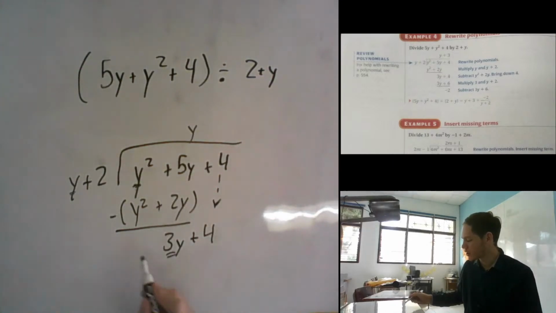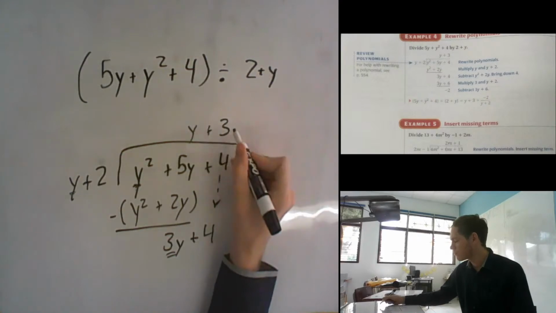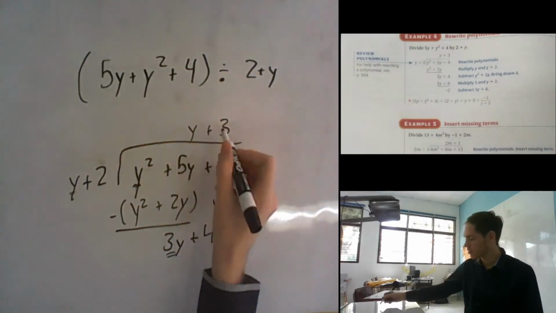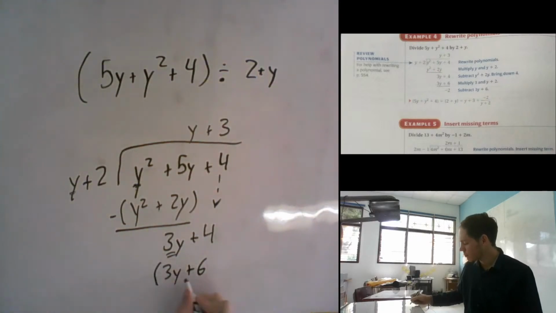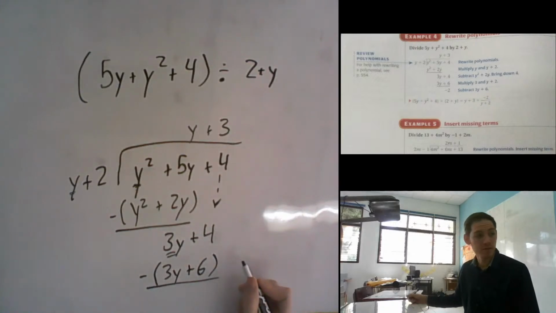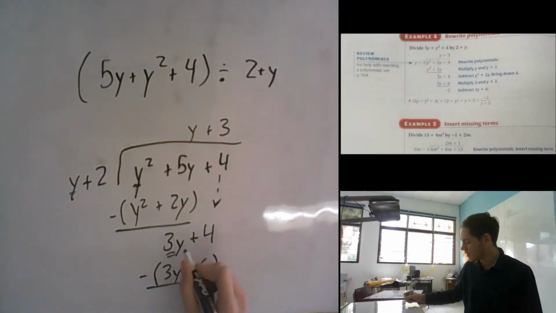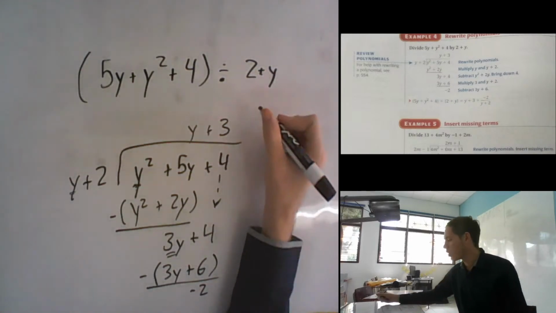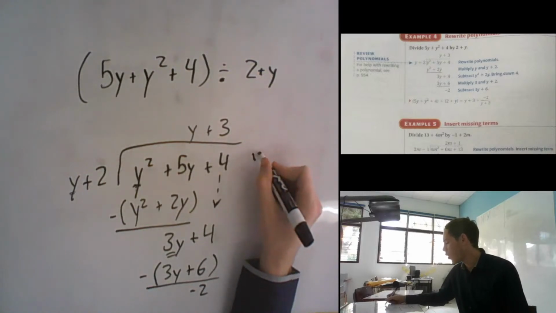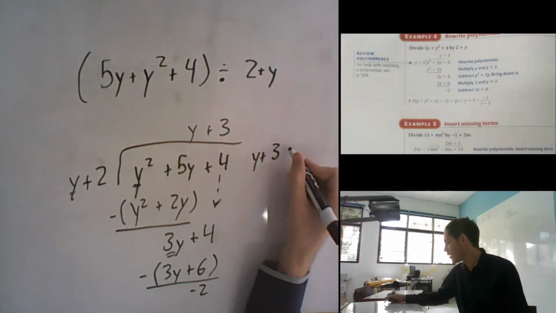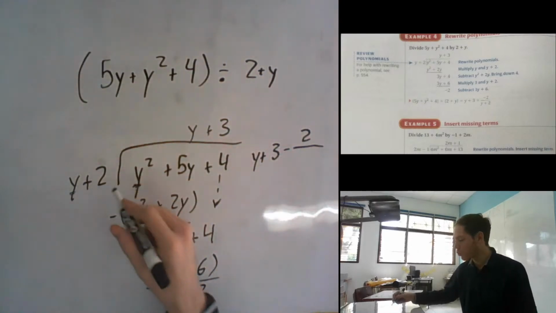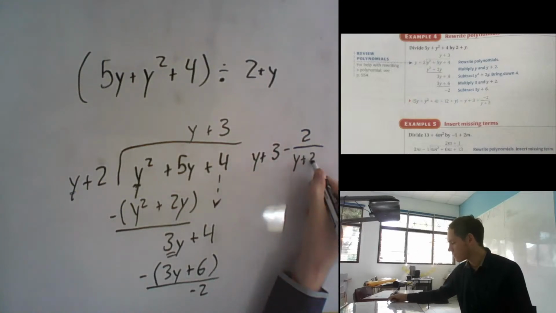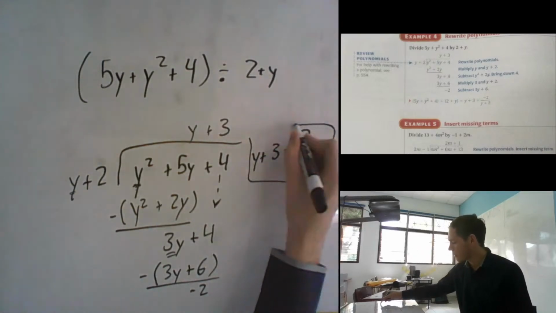Now, we see how many times does y go into 3y? That's just 3. And 3 times this whole thing, so 3 times y, 3y. 3 times 2 is 6. And subtract it. After subtracting it, the y's cancel. 4 minus 6 is negative 2. So, our answer is y plus 3 minus 2, and the remainder over what we divided by. So y plus 2. So over what we divided by.